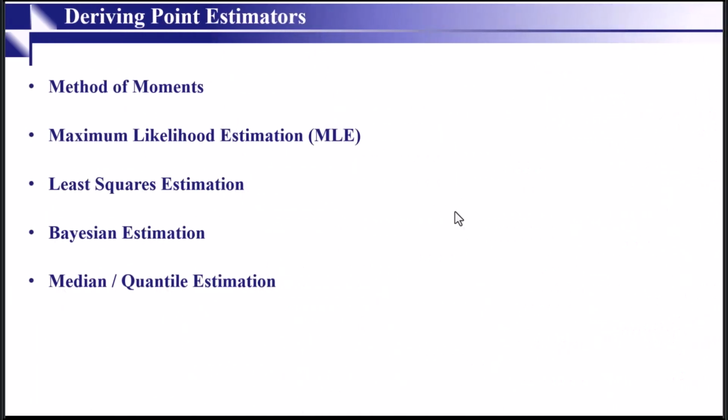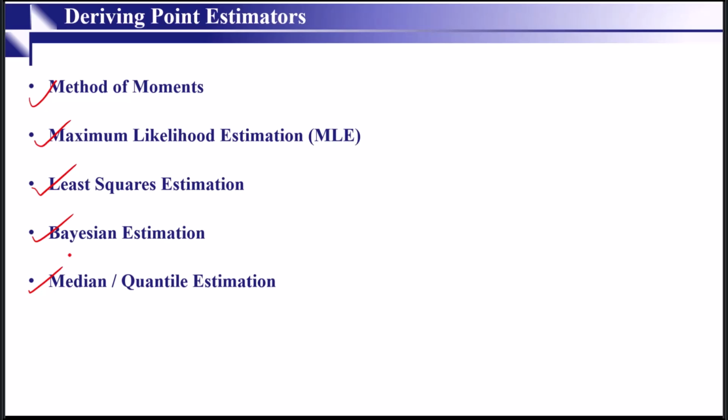Point estimators can be calculated using various methods depending on the nature of the parameters being estimated and also the characteristics of the sample data. Point estimation methods are used to provide a single best guess, or you can say point estimate, of an unknown population parameter based on sample data. The primary methods here are method of moments, maximum likelihood estimation, least square estimation, Bayesian estimation, and median or quantile estimation. Method of moments estimates parameters by equating sample moments with corresponding population moments like mean, variance, etc. This method of moments is simple and intuitive, but not always efficient.